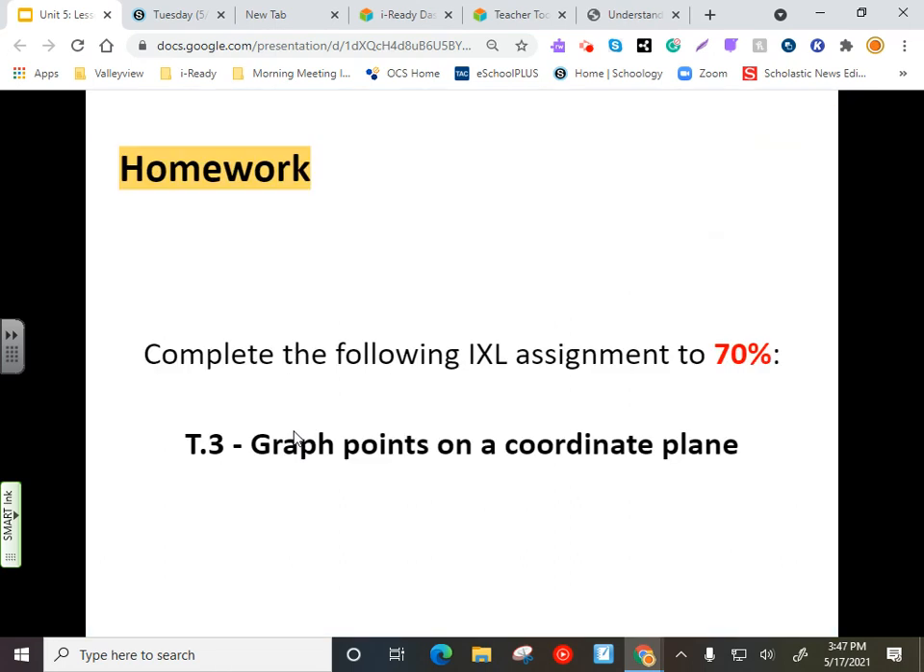The homework is T3, graph points on a coordinate plane. Very similar to what we're doing recently. This time, instead of having a point and identifying the ordered pair or the coordinates, you'll be given the coordinates and you have to place the point on the homework.